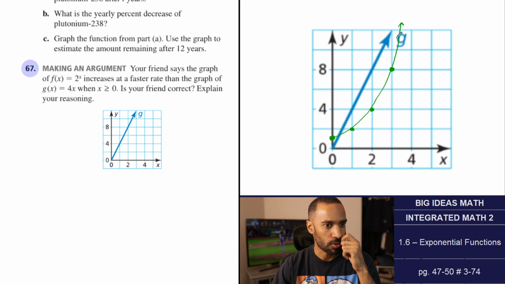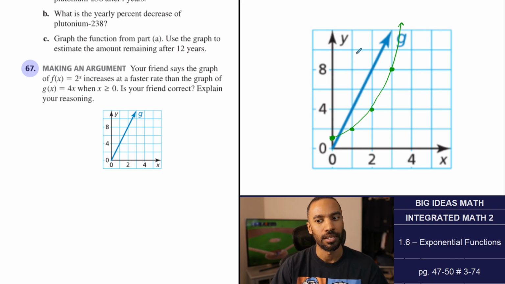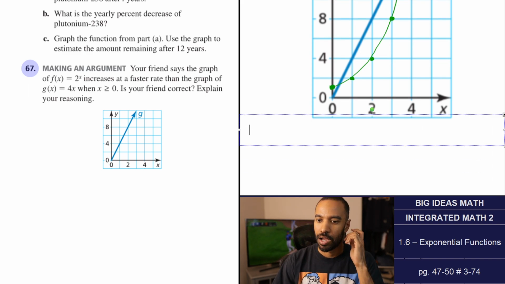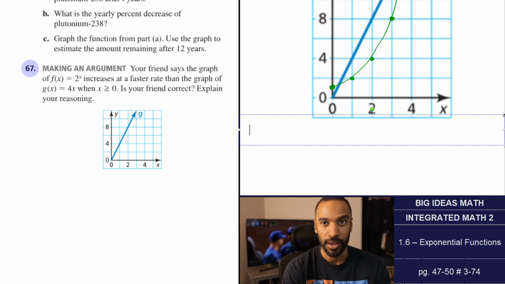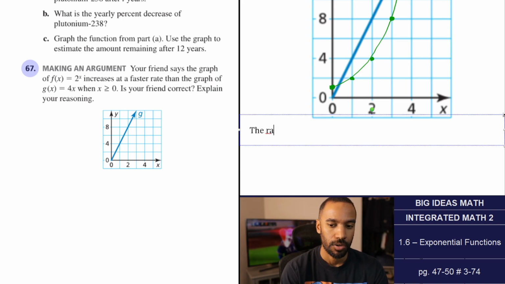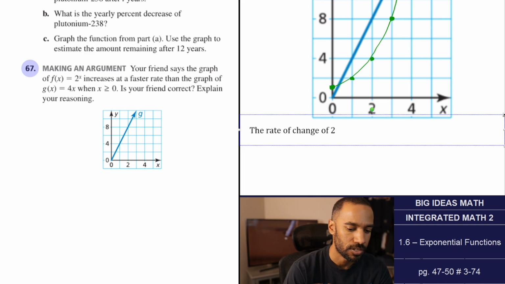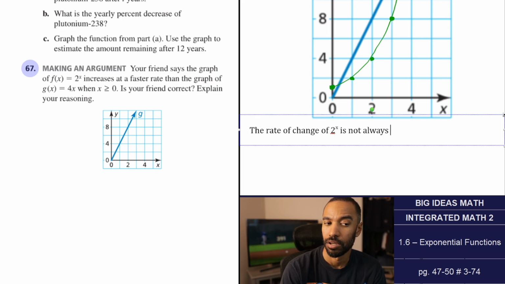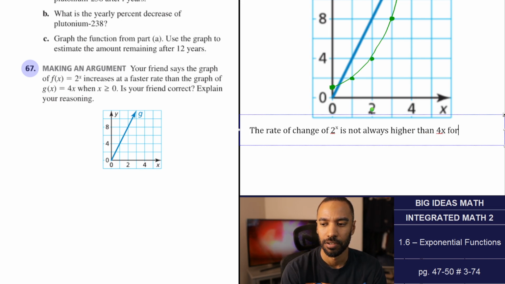Oh, I just said increase at a faster rate. But it is accelerating more, because this has a constant rate of change. So I'll just kind of explain both parts in full here. Although, let's see. So remember, it's not about a height thing. It's about rate of change. So the rate of change of 2 to the x is not always faster. It's not always higher than 4x for all x greater than or equal to 0.